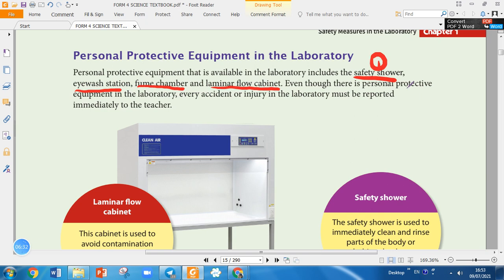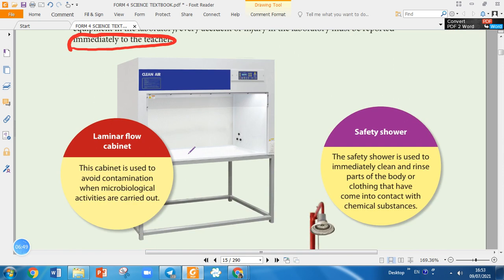Even though there is personal protective equipment in the laboratory, every accident or injury in the laboratory must be reported immediately to the teacher. This one you must do. You cannot be the boss in the lab. You are not the boss. The teacher is the boss or lady boss.